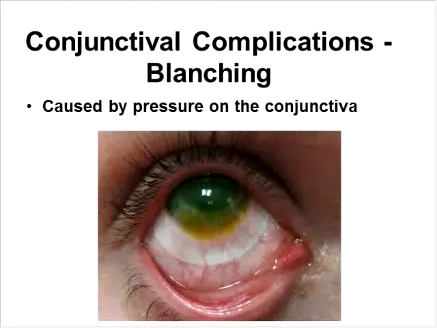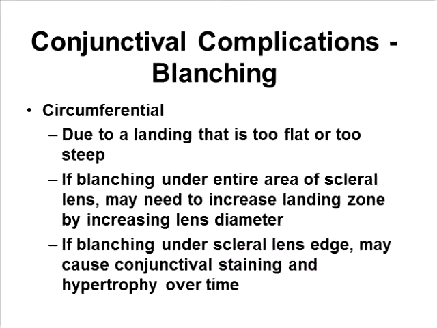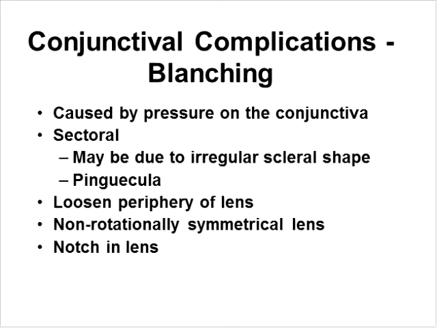Other conjunctival complications are blanching caused by pressure on the conjunctiva, and here you can appreciate the blanching. Blanching might be due to a landing that's either too flat or too steep. However, if the blanching is under the entire area of the lens, it might be helpful to increase the landing zone by increasing the lens diameter.